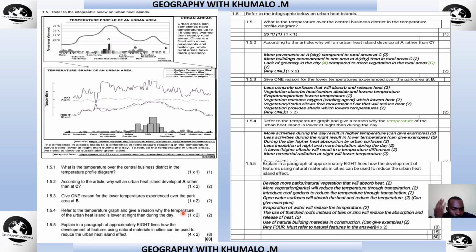Now, let's see what we were supposed to do in that paragraph of approximately 8 lines. They say, explain in a paragraph of approximately 8 lines how the development of features using the natural materials in cities can be used to reduce the urban heat. What can we do in the development of features in the cities using natural materials to reduce the urban heat island effect? Now, you develop more parks or natural vegetation will absorb heat.